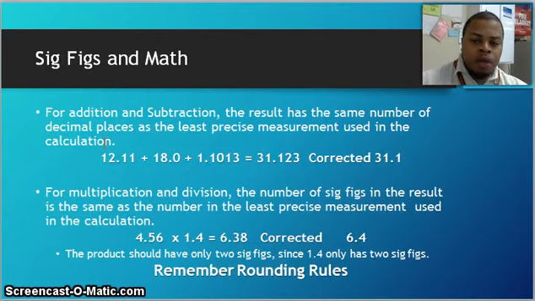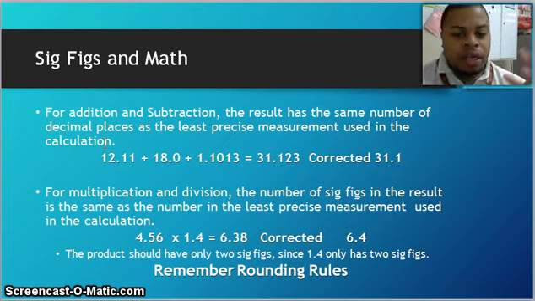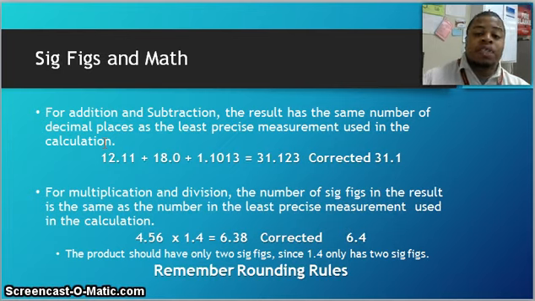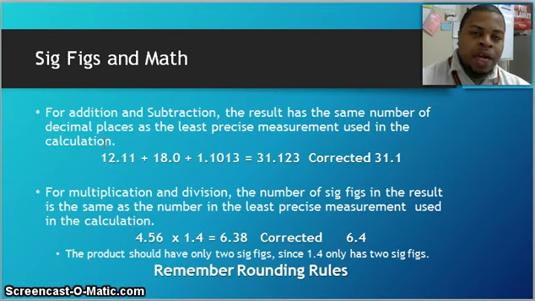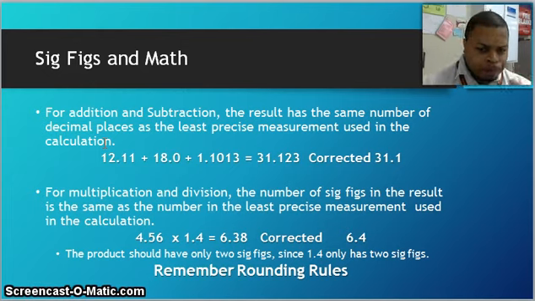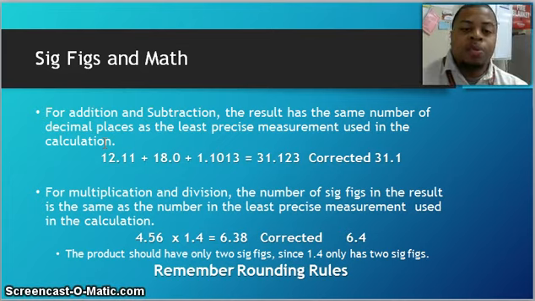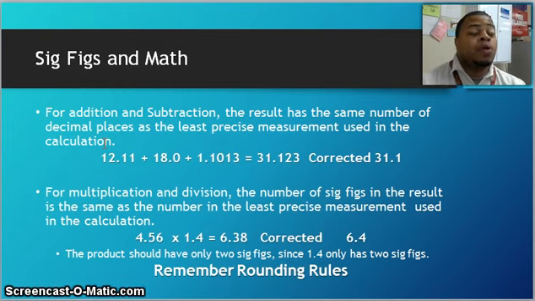For addition and subtraction, the result has the same number of decimal places as the least precise measurement used in the calculation. So given our example, 12.11 plus 18.0 plus 1.1013. If we add it up normally, we write down our answer as 31.123. But there's a little bit of a problem. Our least precise measurement is going to be the 18.0. So we can only record and be certain of our answer up until that place in our answer. So if we correct it, we end up with 31.3.